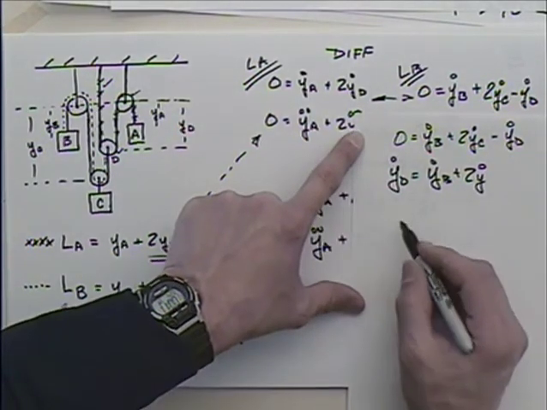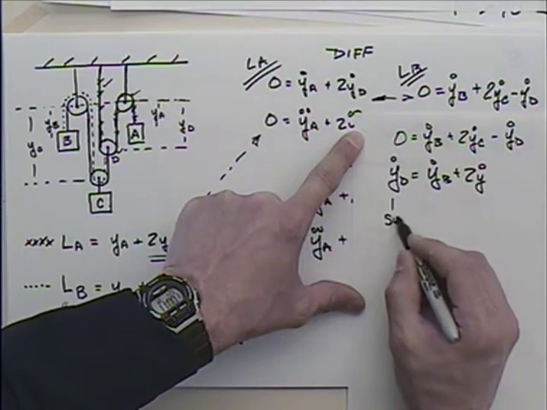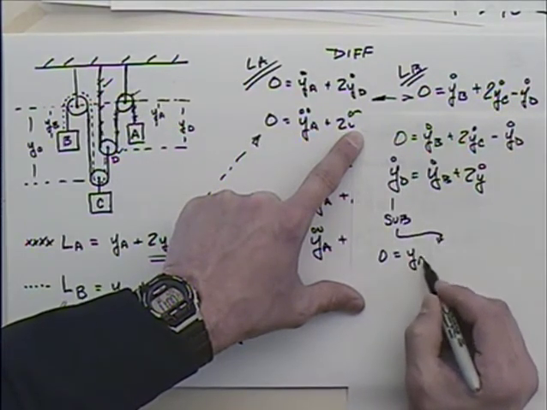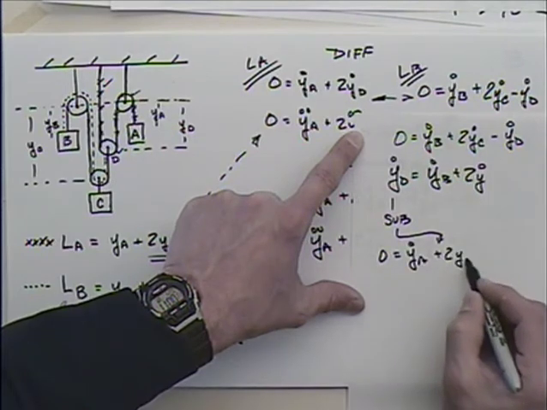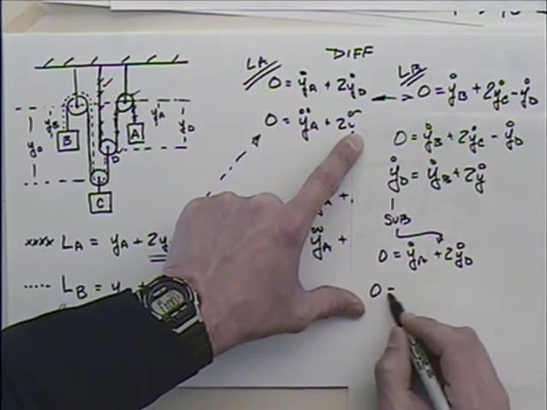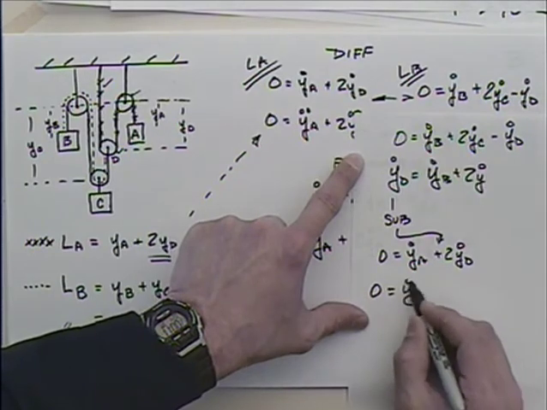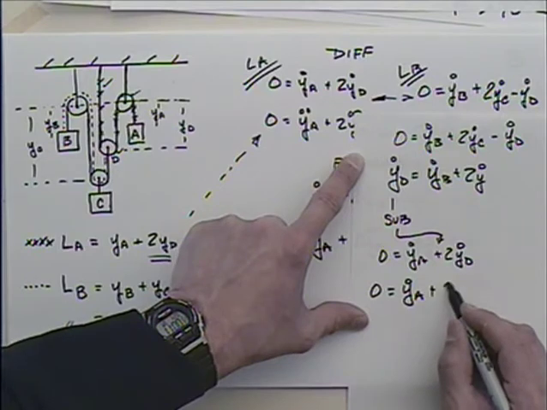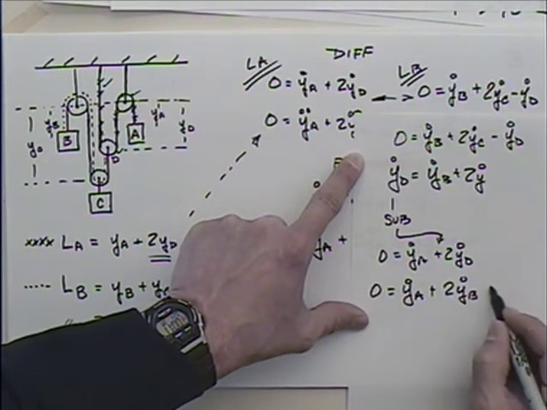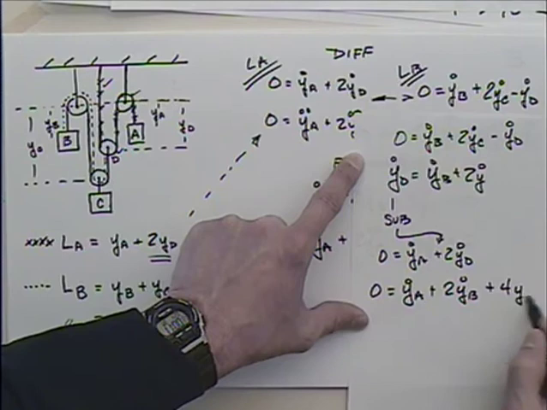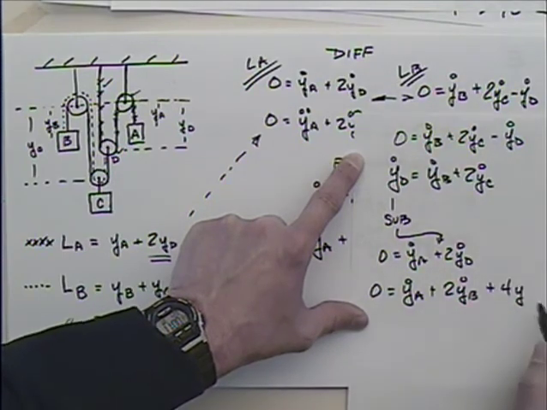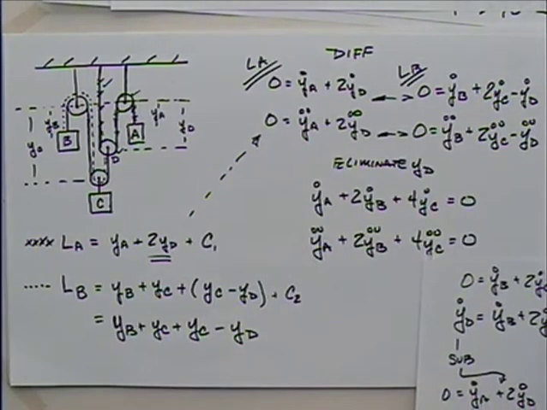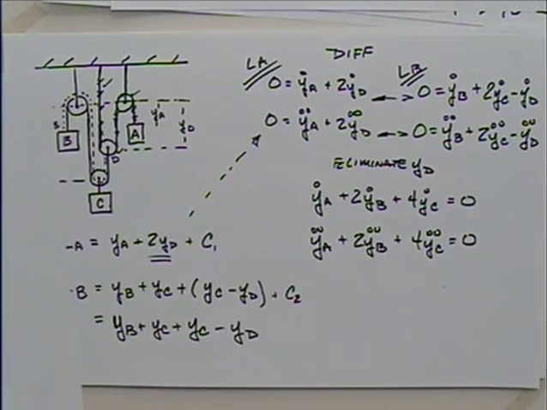So then I substitute that into 0 is equal to y sub a dot plus 2y sub d dot. And we get 0 is equal to y sub a dot plus 2 times y sub d dot. So I'm going to have 2y sub b dot plus 4 y sub, this should have been c, shouldn't it? Y sub c dot. Is that what we got? Yeah. Good? Are we okay now?